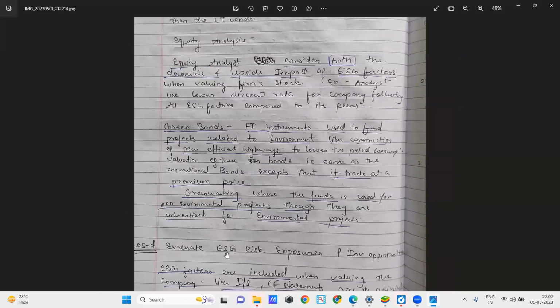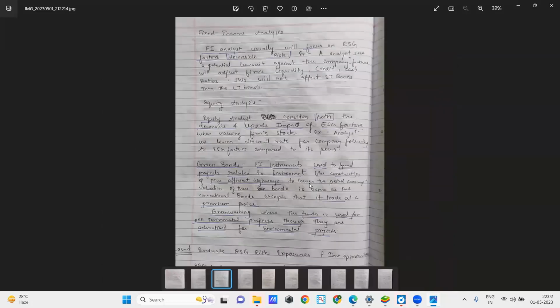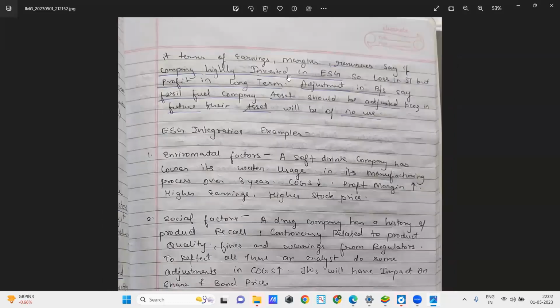Next one is evaluating ESG risk exposure and investment opportunities. ESG factors are included even when valuing the company, so income statements and cash flow statements are adjusted. In terms of earnings, margins, and revenue, say a company is highly invested in ESG, suppose it is doing many structural changes to stay in line with the ESG factors. In coming periods, they will be dealing with huge losses, but in the long term profits will come. Then there is adjustment in the balance sheet. Say a fossil fuel company's assets should be adjusted because in future the assets will be of no use, because no one is going to buy fossils. Everything is going to convert into electricity.